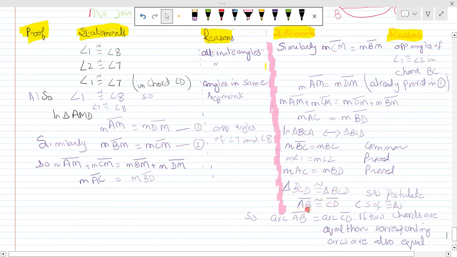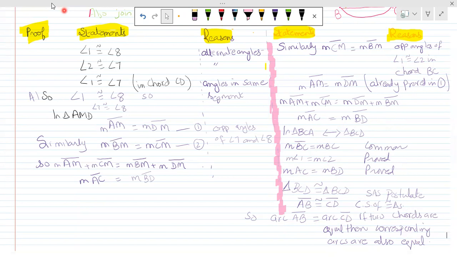And if the triangles are congruent, then corresponding sides are also congruent, so AB and CD are congruent. These are the corresponding sides of congruent triangles. So if two chords are congruent, then their corresponding arcs are also congruent according to our theorem. So arc AB will be congruent to arc CD. So in this way, we have proved this result also. I hope it is clear.